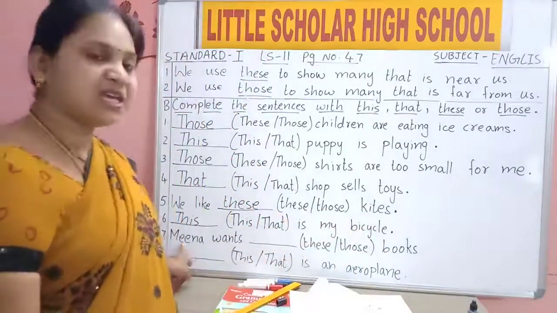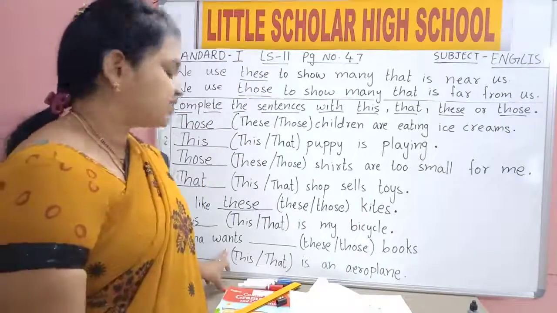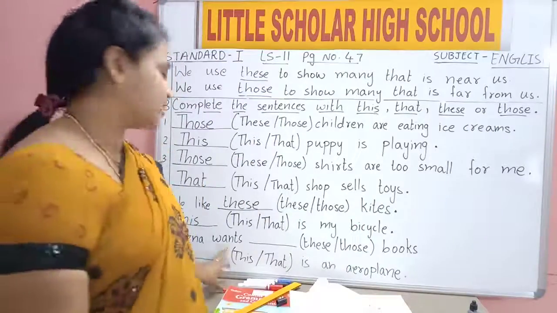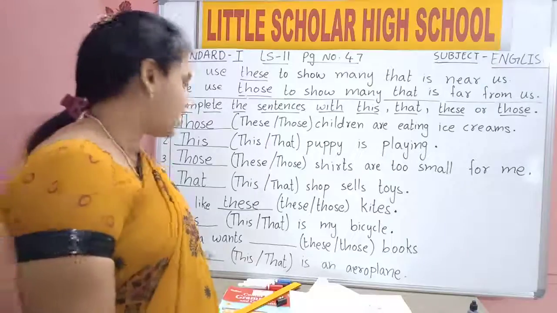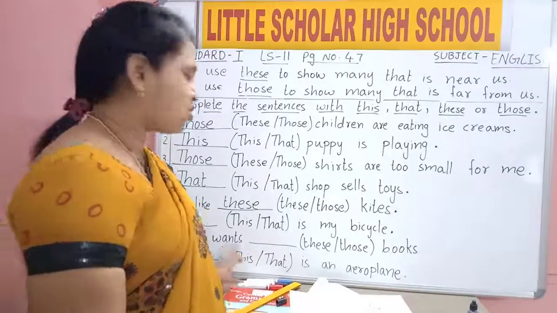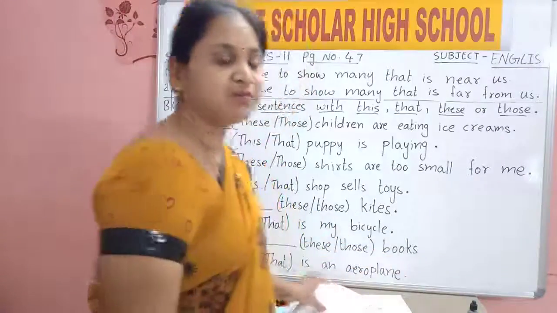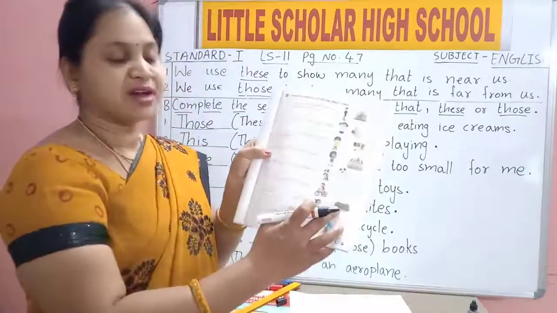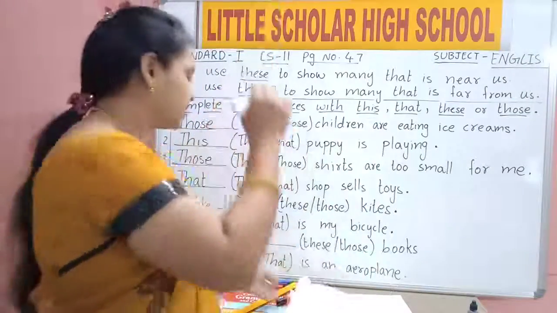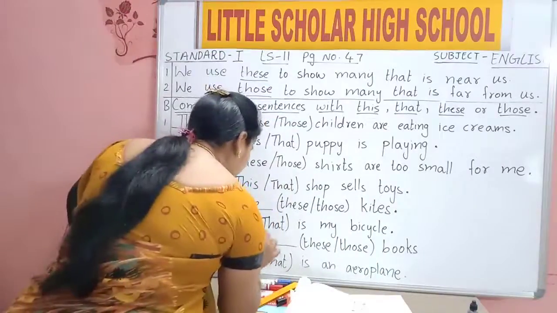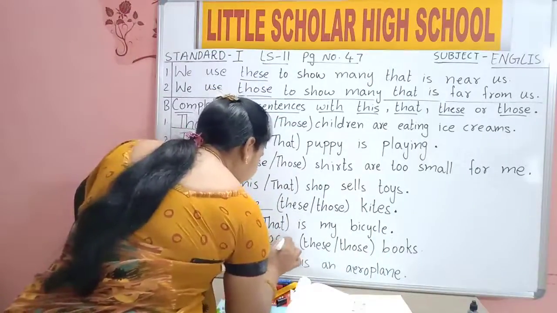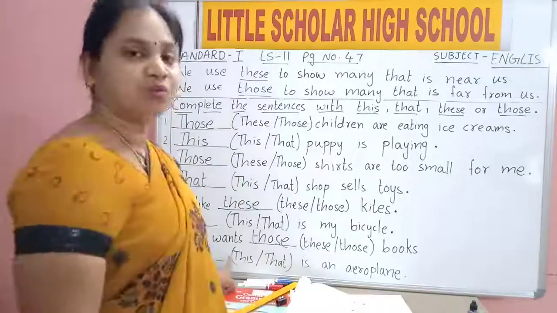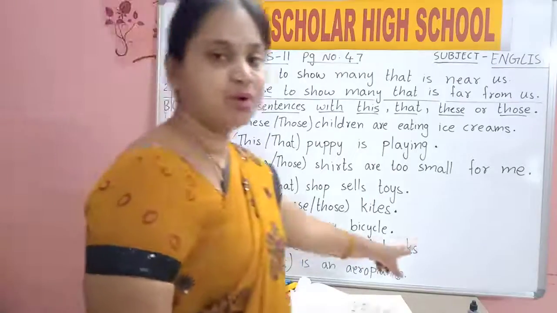Next one. M-E-E-N-A, Meena. W-A-N-T-S, wants. Dash B-O-O-K-S, books. These books or those books? The books are far. So what should we say? Those. T-H-O-S-E, those. Meena wants those books.